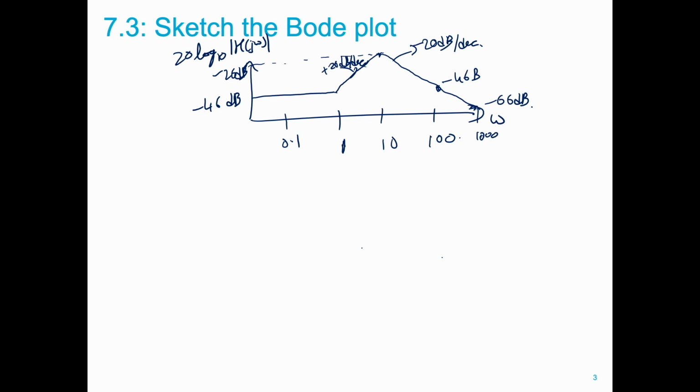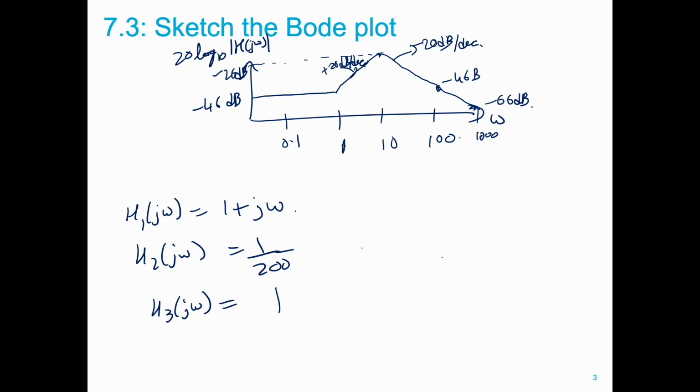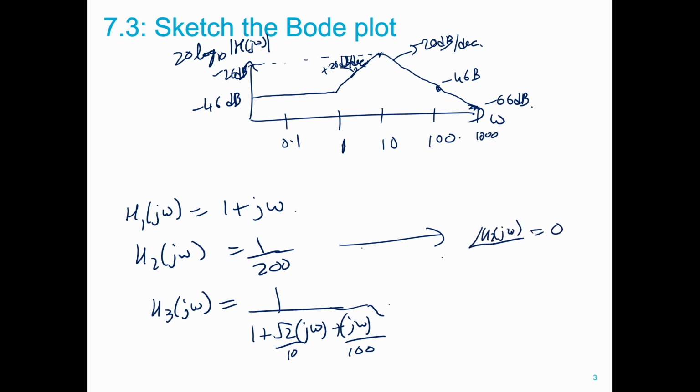So for the phase sketch, you once again need to look at the components or the building blocks. So H1(jω) is 1 plus jω in this example. H2(jω) is 1 over 200, right? H3(jω) is 1 over 1 plus square root 2 over 10 jω plus (jω)² upon 100, right? So the phase of H2 is very trivial to compute. The phase of H2(jω) is just 0. So this doesn't contribute at all to the phase plot, because if I add 0, I get the same thing. So we just need to sketch the phase of H1(jω) and the phase of H3(jω) and then sum it up.